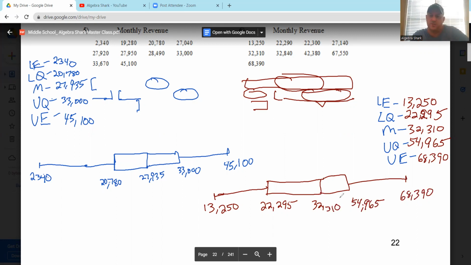Something else, if you did not see the median line inside of the box on the box and whisker plot, that means that the median is either the same as the lower quartile or it's the same as the upper quartile. All right. So just message me if you guys have any questions about this, and I'll see you on the next video.